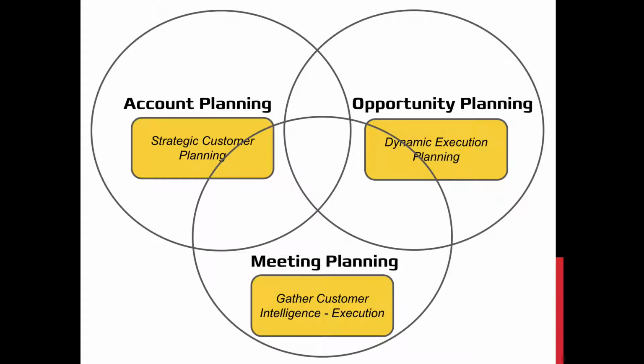Then you have the meeting planning. This is gathering the intelligence. This is the execution of the plan. This allows you to rely on different things you gather through this whole process to be able to execute and win more opportunities and drive more revenue. And Strategy Mapper is at the apex, or the joining, of all three of these different parts of selling.